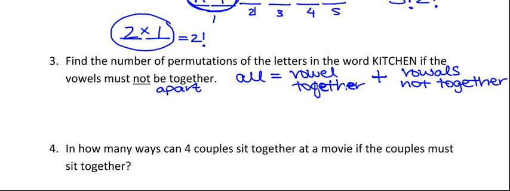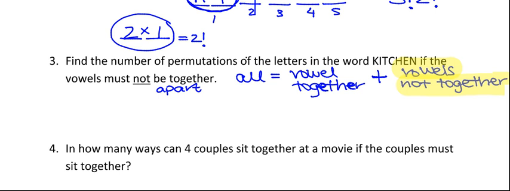So if I want vowels not together, then my strategy can be to find all the arrangements and then subtract the number of words in which the vowels are together. Because I know how to answer this question, because figuring out how many words in which the vowels are together is the same as the one we just did.